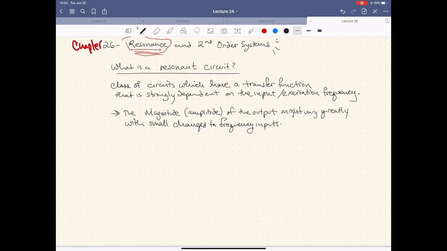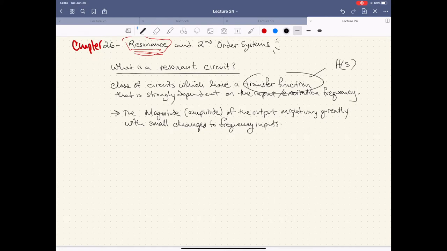Okay, so let's begin with the first step on this little mini journey. A resonant circuit, what is it? It's a class of circuits which have a transfer function. You guys remember what a transfer function is? This is the H of S, right? That is strongly dependent on the input or excitation frequency.